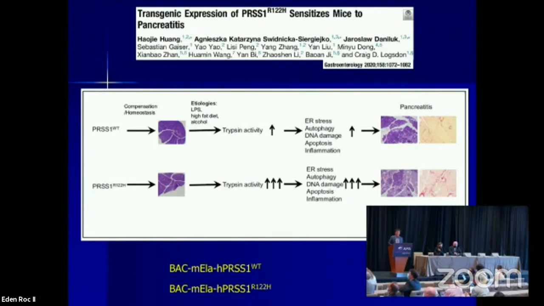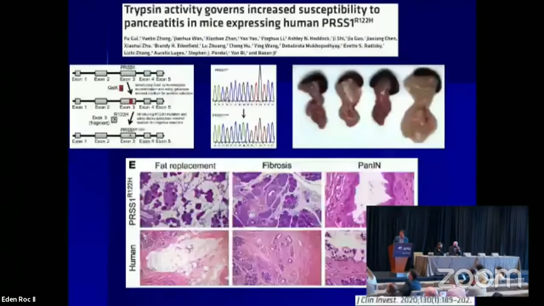So with Craig Logsdon, we expressed the PRSS1 mutant and wild type by cloning them to the elastase promoter in a bacterial artificial chromosome. So this promoter will be much bigger because it has a 200 kb construct. We expected the expression level would be higher than with the small elastase promoter, but we still didn't find spontaneous pancreatitis develop. But interestingly, we found that the mutation can interact with some environmental factors to promote pancreatitis.